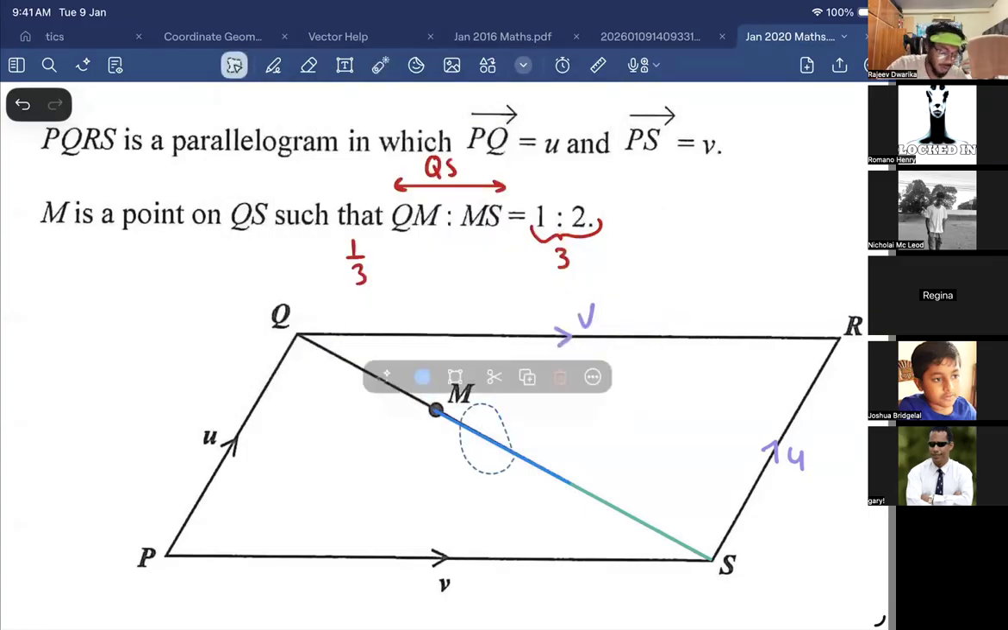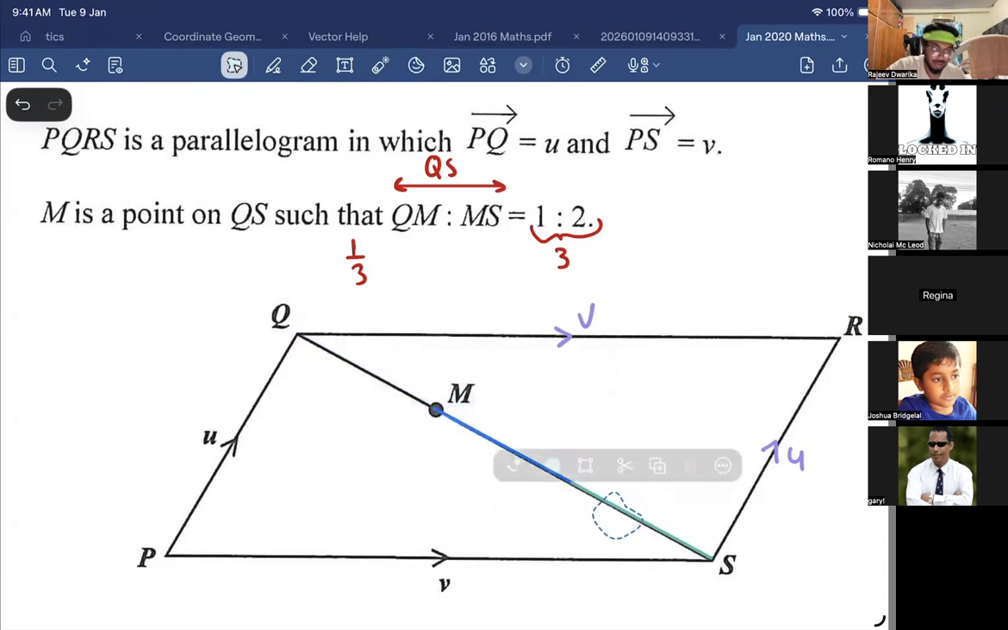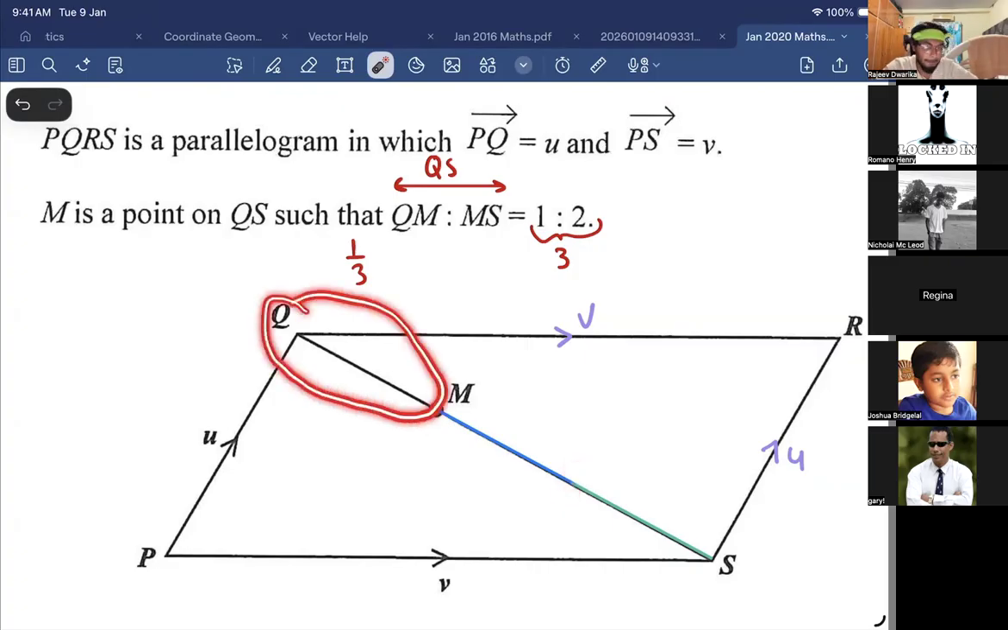I'm gonna show that again, right, Joshua? So that's QM. This is QM over here, and this is QM over here. It takes one and the other one. So Joshua, how many parts did I split up the entirety of QS into? Into 3. Right. Out of the 3, how many is QM?